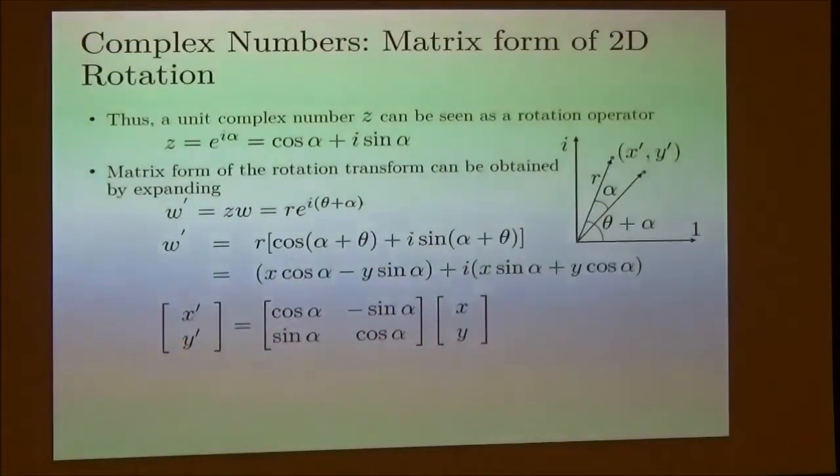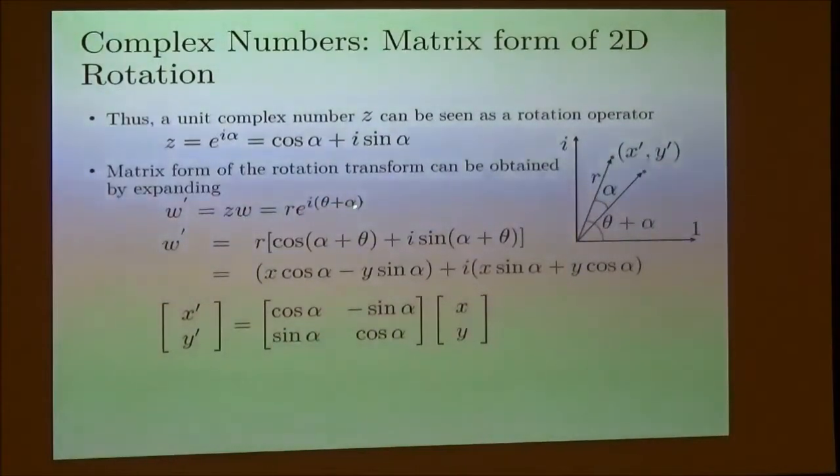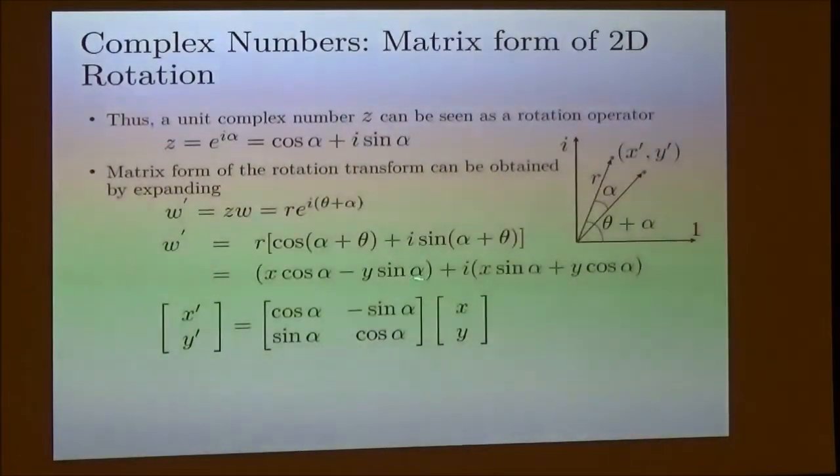Then we have a well-known matrix form for 2D rotation. We have seen that this can be used as a rotation operator in a plane. So if you expand this by multiplication, you get r e^(i(theta plus alpha)), which we just saw. You expand this further, then you can write this whole thing as a matrix transformation. And some of you probably know about this very well.